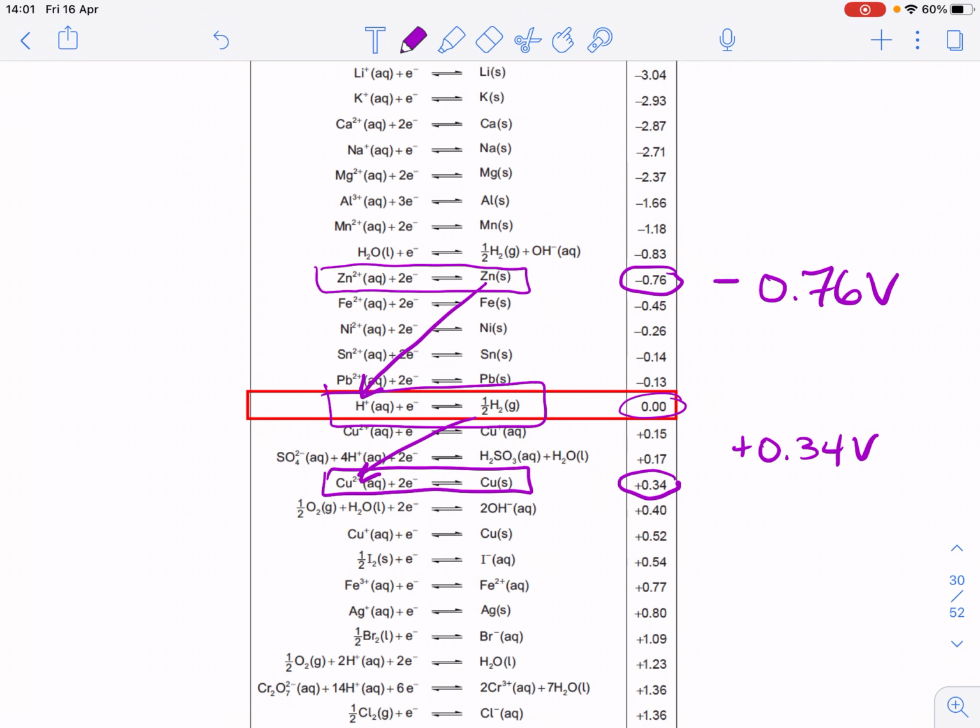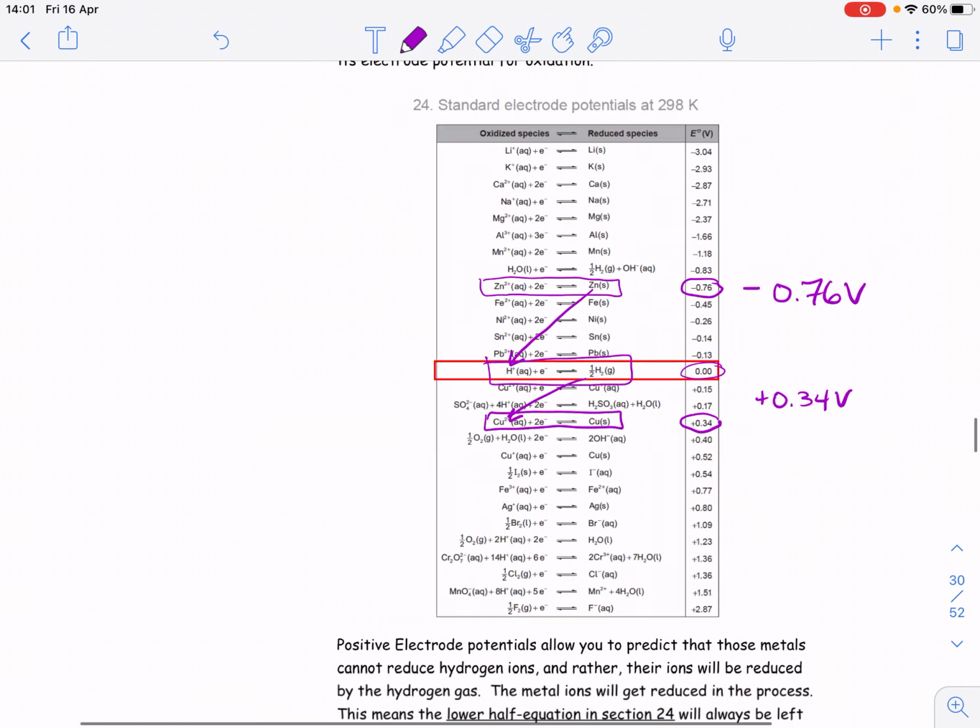So if hydrogen is a stronger reducing agent than the metal or the other species that you've got hooked up, then the potential results in being positive. And if what you hook up to the hydrogen electrode is a stronger reducing agent than hydrogen, electrons flow to the hydrogen electrode and it ends up getting a negative potential.